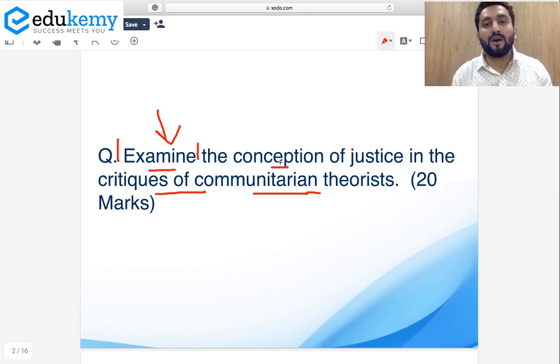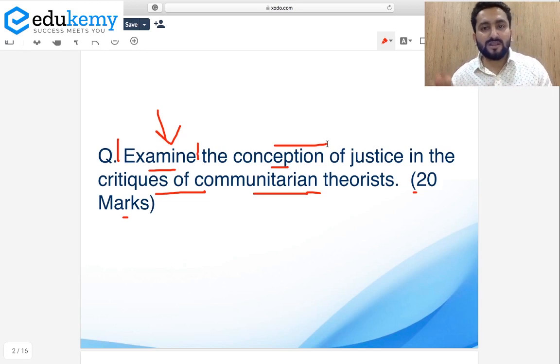And as you know, every examination should be done with the views of certain scholars, right? It should not be that you are putting your generic ideas. Since it's a 20 marker, you have considerable liberty. So you are going to talk about what the core ideas behind Rawls' theory of justice are, on which we saw the critique of communitarianism.